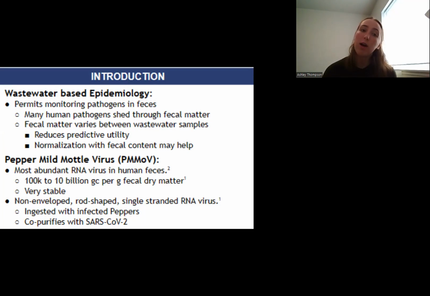This non-enveloped, rod-shaped, single-stranded RNA virus is the most abundant RNA virus found in human feces. It is 100K to 10 billion gene copies per single gram of dry fecal matter, making it extremely stable, and it helps us because it co-purifies with SARS-CoV-2.